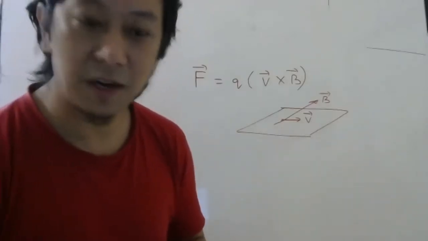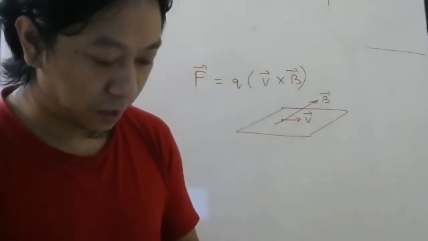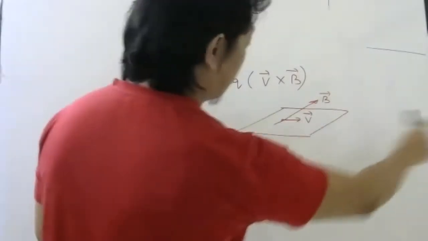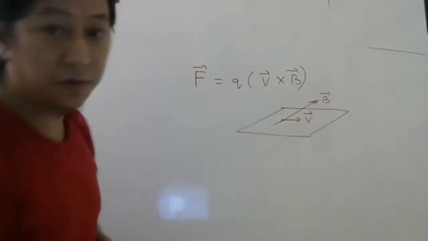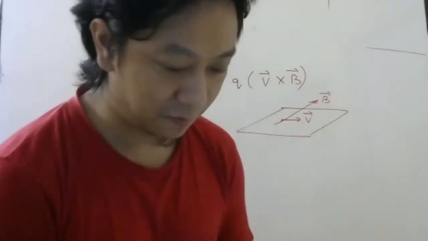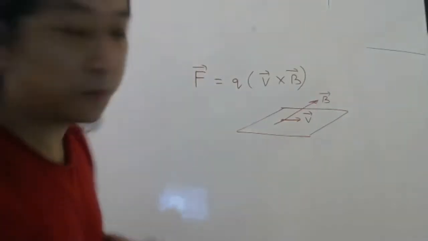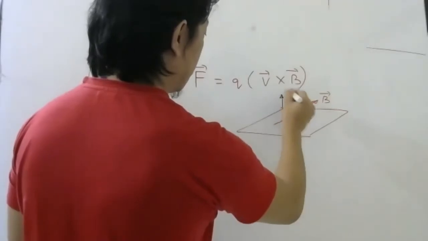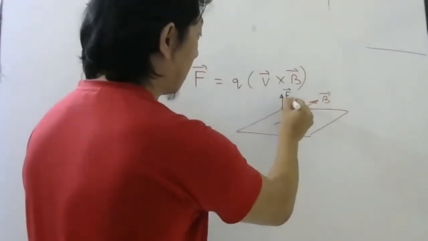Use Fleming's left hand rule or the curled rule. If this is the motion of the positive charge, and this is the magnetic field inside the board, where will the force be? Up. Very good. So the magnetic force will be upwards.